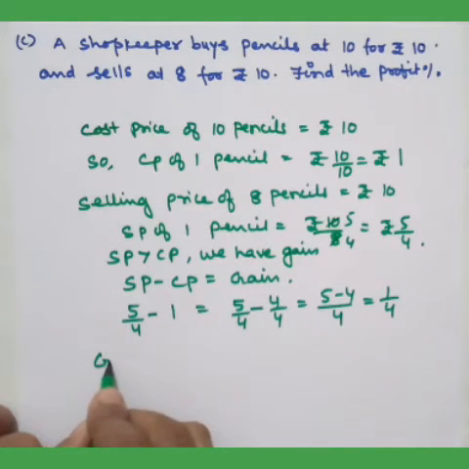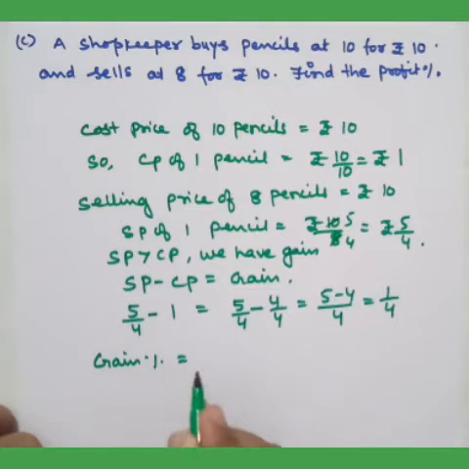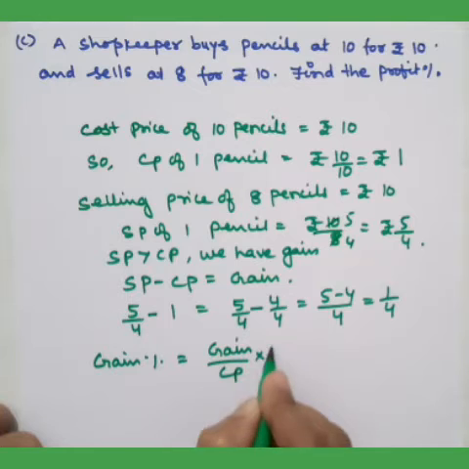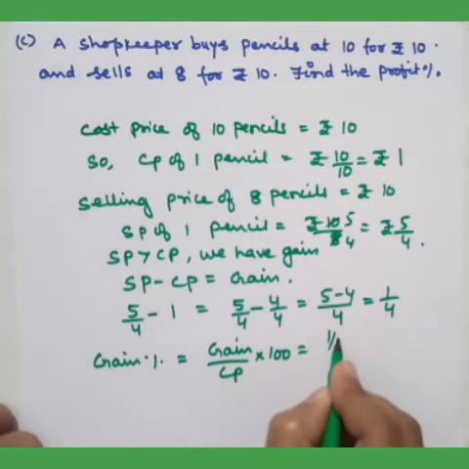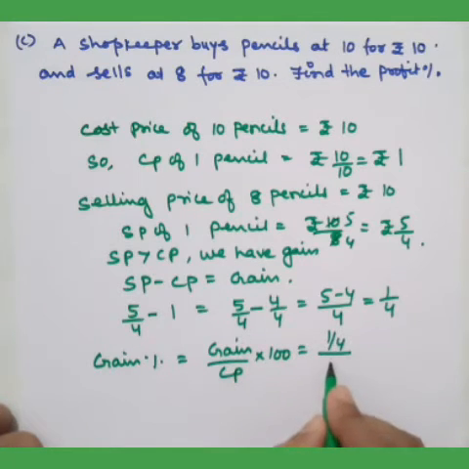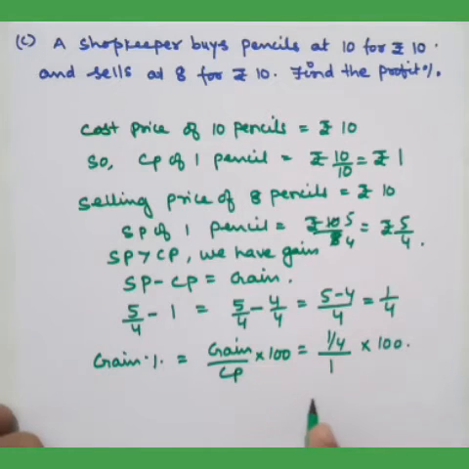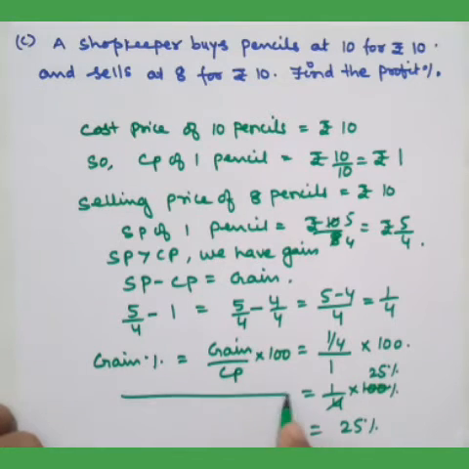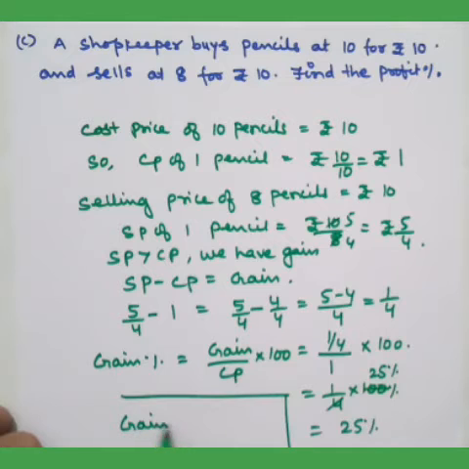So how will you calculate gain percent? Gain percent or profit percent is the same thing. Gain percent will be gain by CP into 100. Here what is your gain? 1 by 4. What is your CP? CP is 1 into 100. So this will become 1 by 4 into 100. Now see, 4 25s are 100. So you are getting 25%. So your gain is equal to 25% in the above transaction.